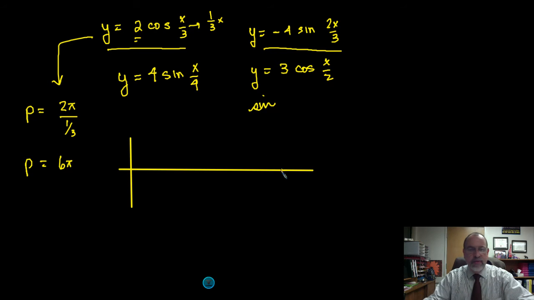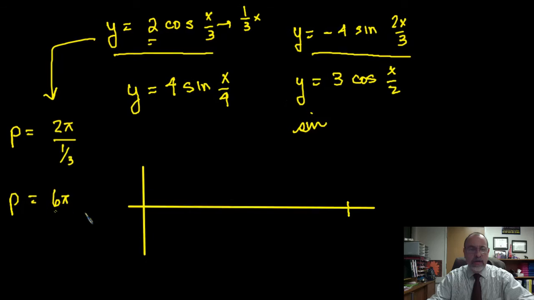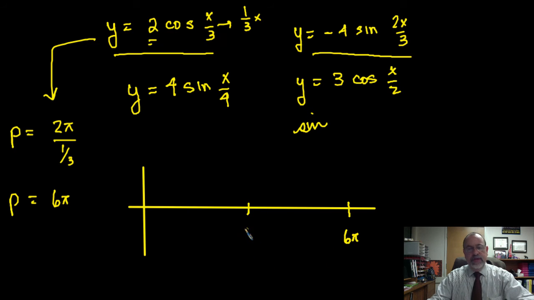Okay, and then we mark out anywhere out here that we want, and we'll call that the period of the function. You remember that's the linear distance. So this is 6 pi. Now I want to divide this into 4 equal parts. So I divide 6 pi in half. 6 pi in half is 3 pi.